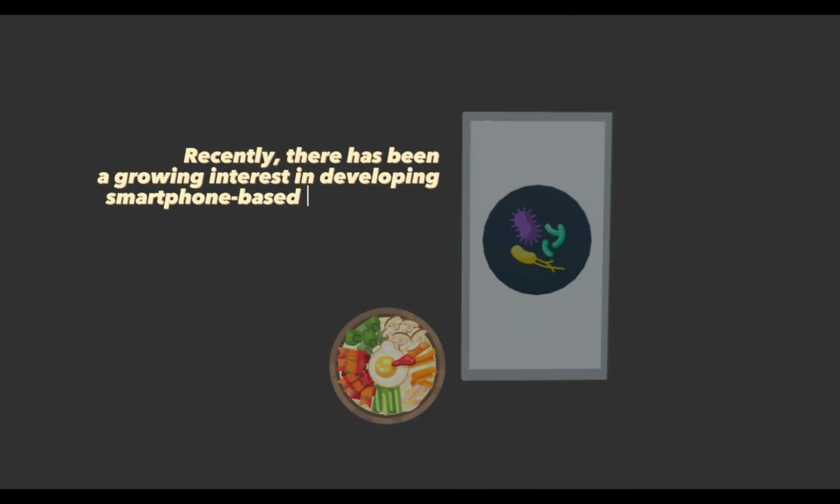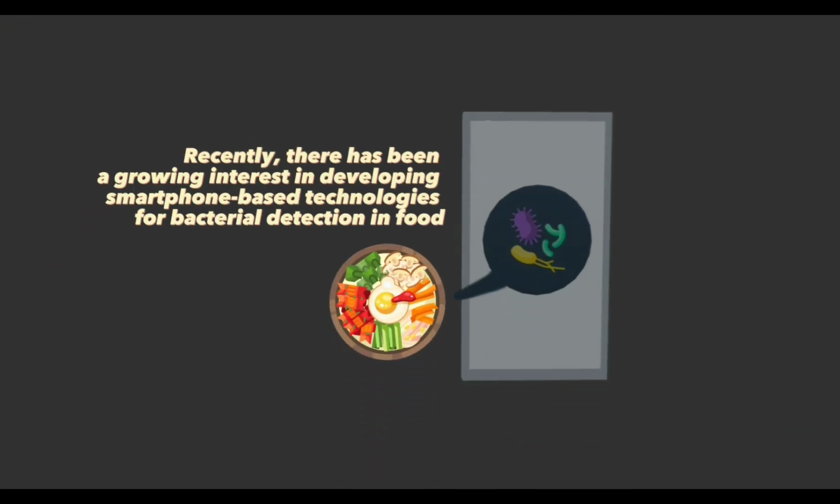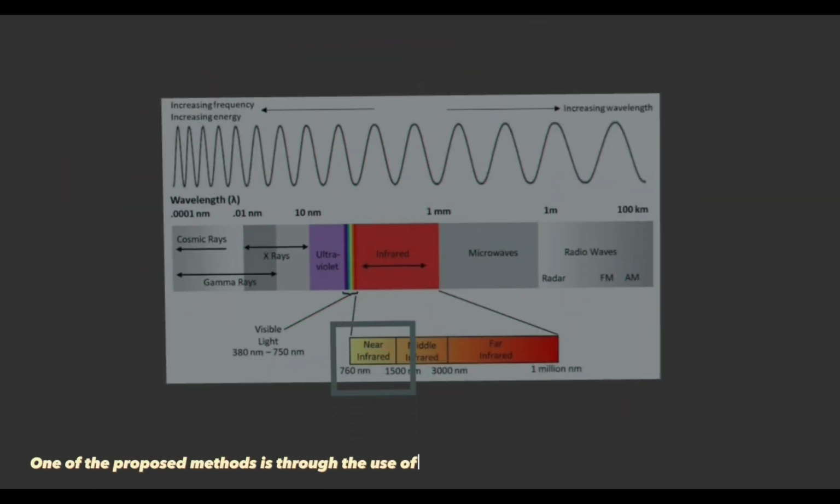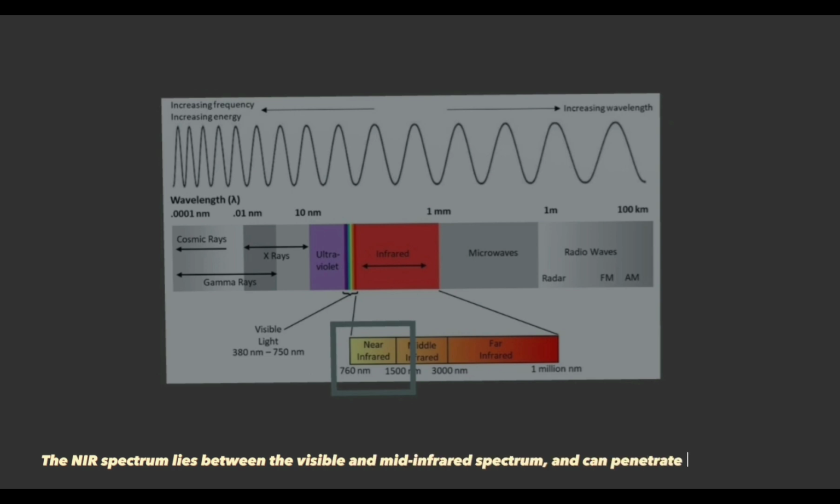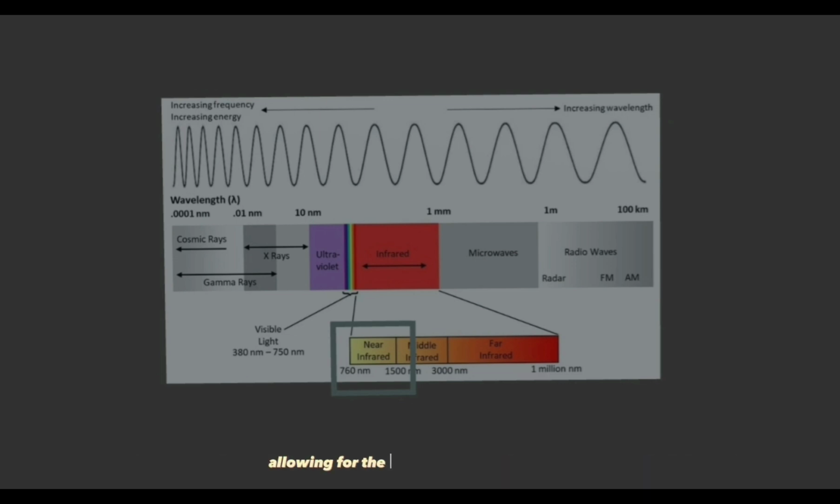Recently, there has been a growing interest in developing smartphone-based technologies for bacterial detection in food. One of the proposed methods is through the use of the near-infrared or NIR feature on the phone socket. The NIR spectrum lies between the visible and mid-infrared spectrum and can penetrate through food, allowing for detection of bacteria within it.